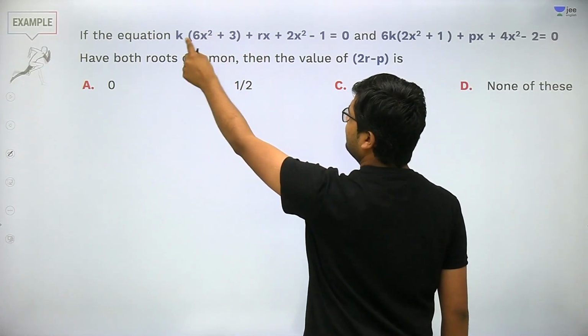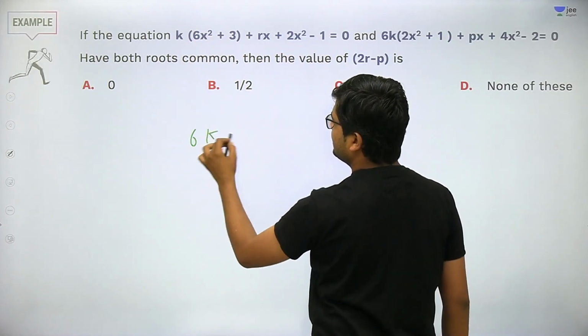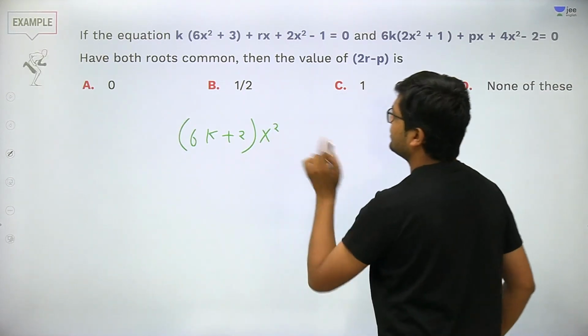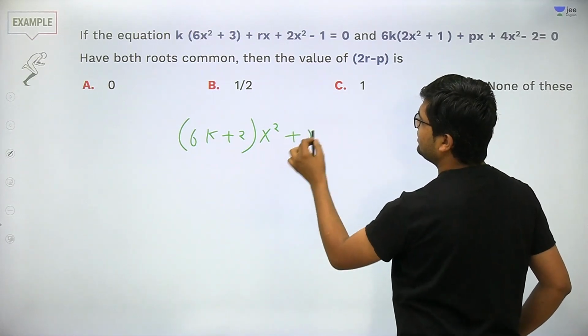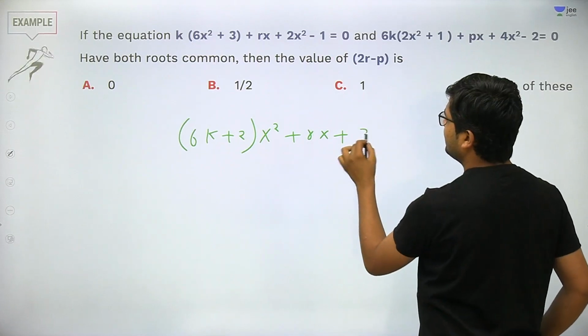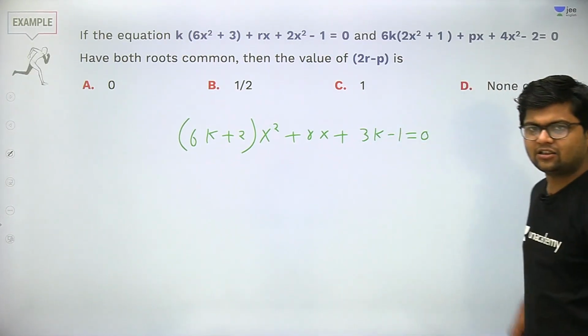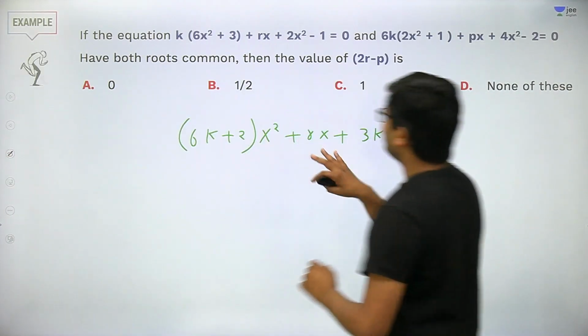The coefficient of x square will come out to be 6k plus 2. So 6k plus 2 times x square, then the coefficient of x will be r, so rx, and the constant term will be 3k minus 1, equal to 0. That is the situation. Very good, wonderful, students. Now let's talk about the second equation.